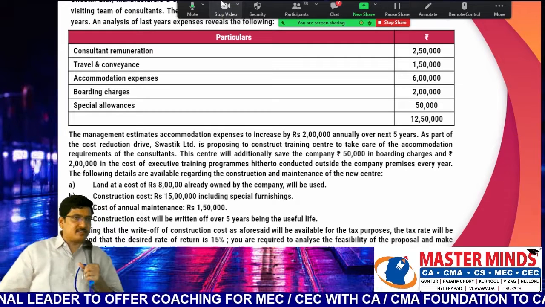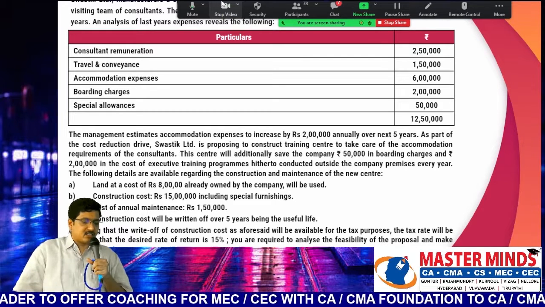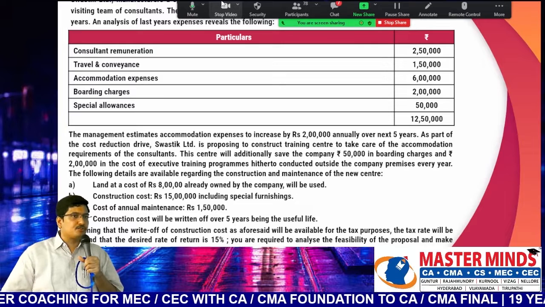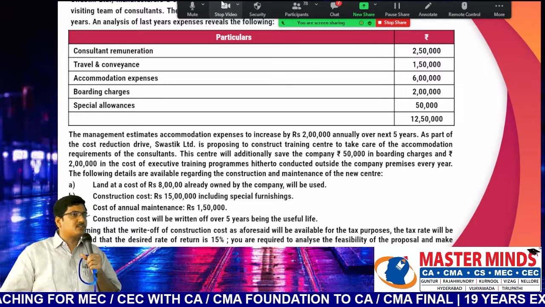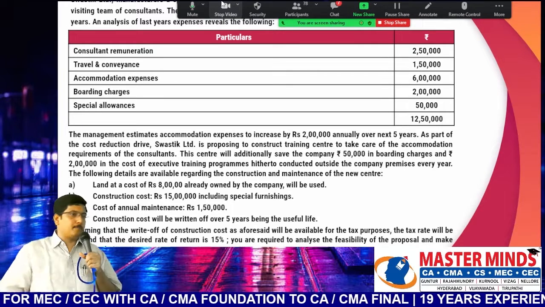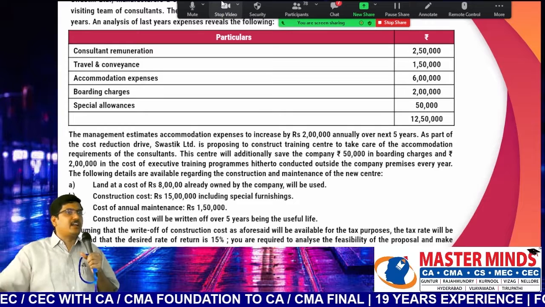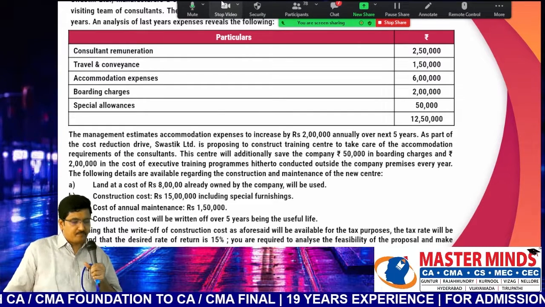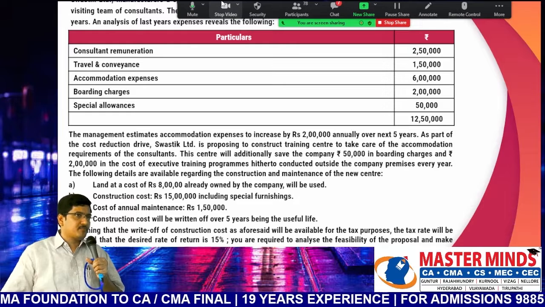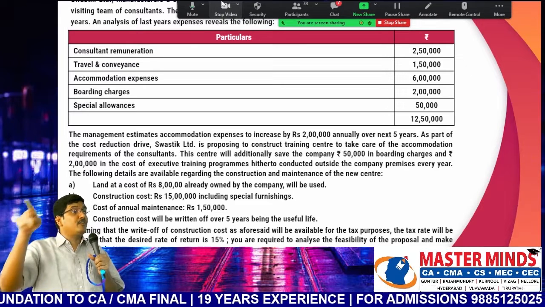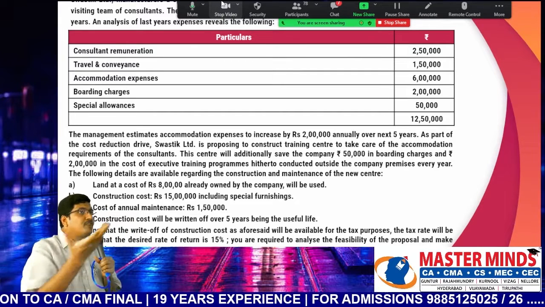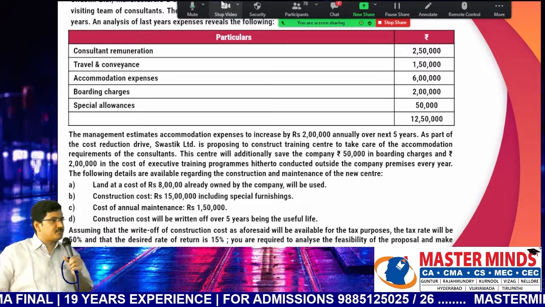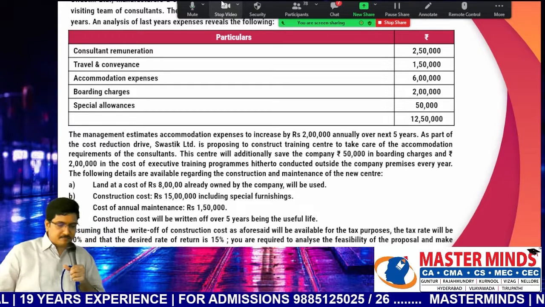Travel and conveyance 1.5 lakh. Next one, accommodation expenses. How much? Accommodation expenses nil. We need not incur because it is our own building. Boarding charges, it's not 1.5 lakhs because there will be a saving of 50,000. Excellent. Special expenses 50,000.